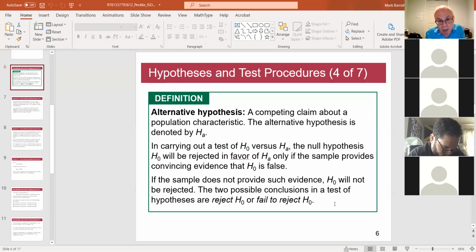Statistical hypothesis testing is sophisticated, mathematical in nature, although the math is not hard. It's simple arithmetic.